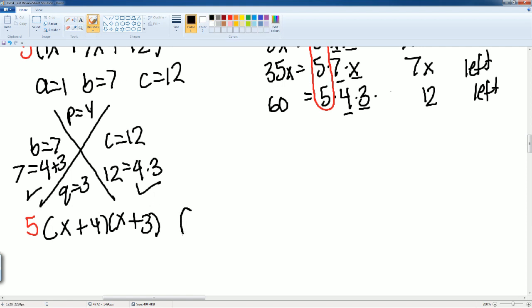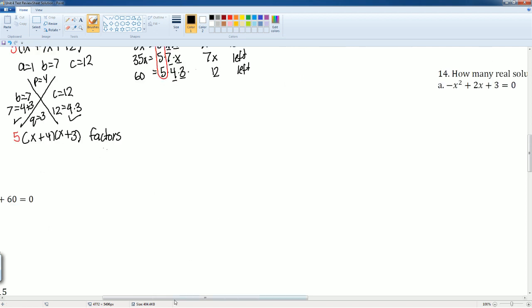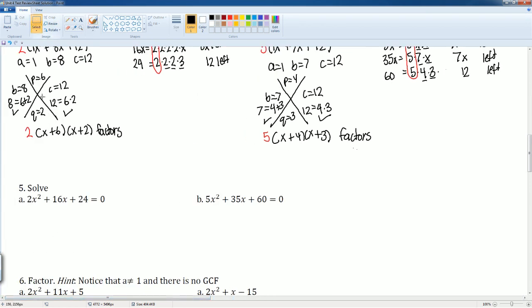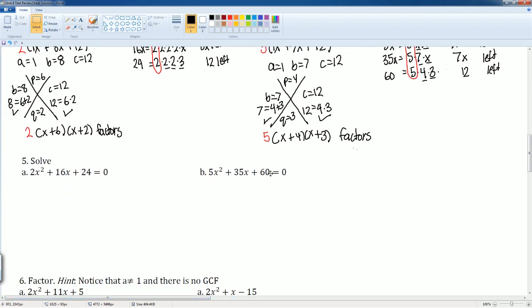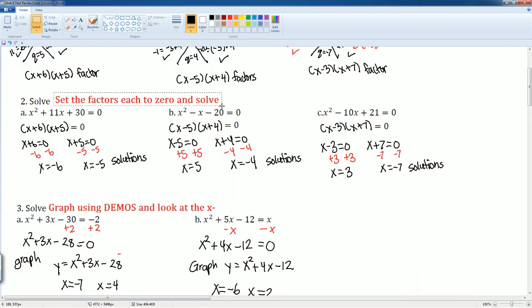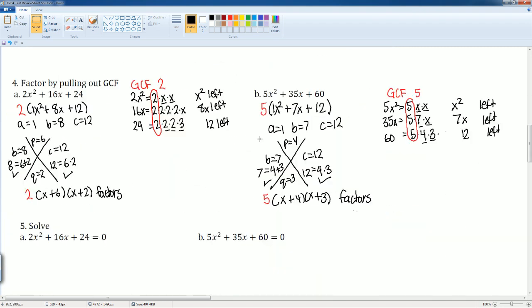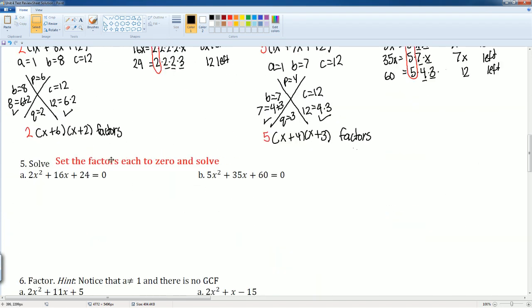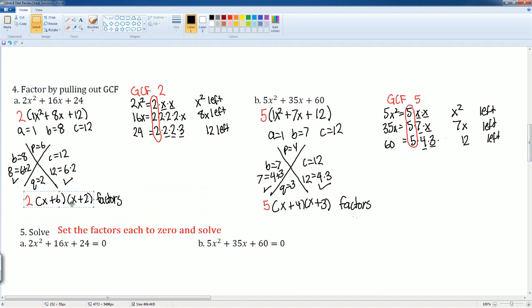Now, let's take a look. The next one asks us to solve. But we know what the factors are. Like what we said here, we can set the factors each to 0, then solve. That is the same method we are going to do. We have the factors here from the first one. Look, it's the same problem. If I factor that out, it equals that, then we set that equal to 0.